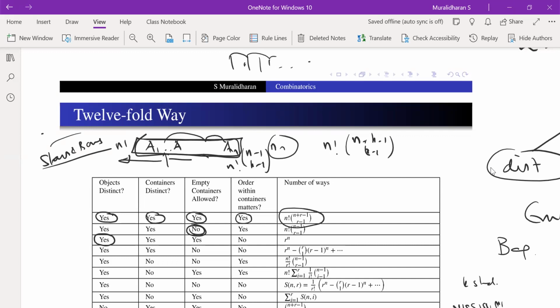Here the objects are distinct, containers are distinct, empty is allowed, and order doesn't matter. Suppose I have k containers and n objects. I take the first object; they are distinct, so it can go to any one of the containers. It can be placed in k ways. The second object again can be placed in k ways, the third object k ways, and so on for all n of them. So by the multiplication principle, this is k power n ways.